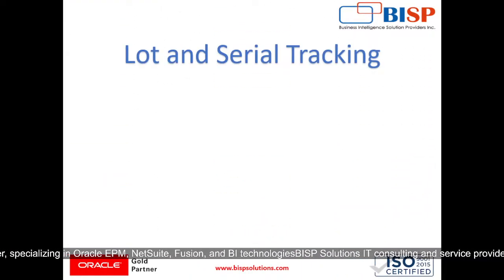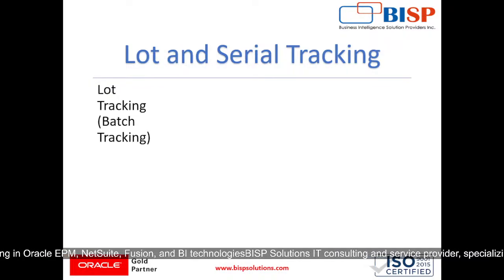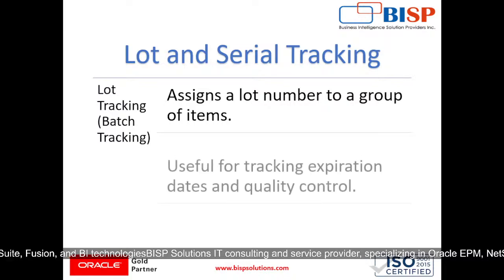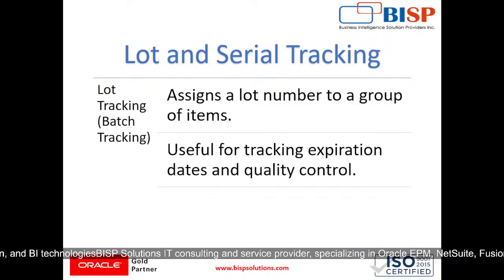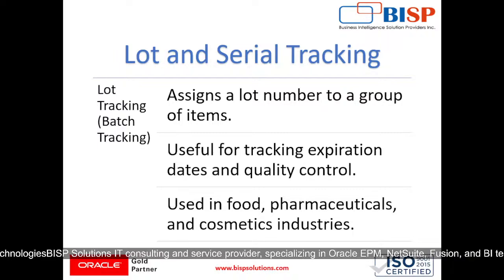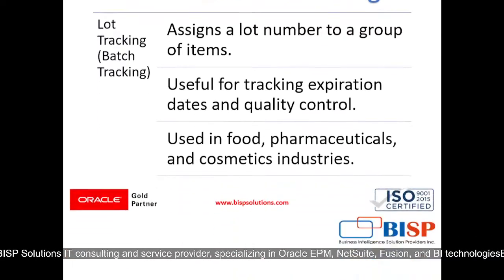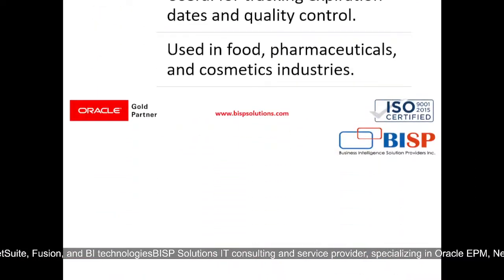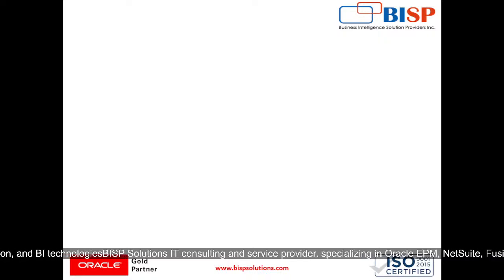Then comes our lot and serial tracking. Lot tracking, which is batch tracking, assigns a lot number to a group of items, useful for tracking expiration dates and quality control, and it is also used in food, pharmaceutical and cosmetic industries. For example, a dairy company produces 500 liters of milk in a batch, and it is given a number like hashtag lot 2025. If there's any quality issue, they can trace back affected products using NetSuite with this particular batch number.